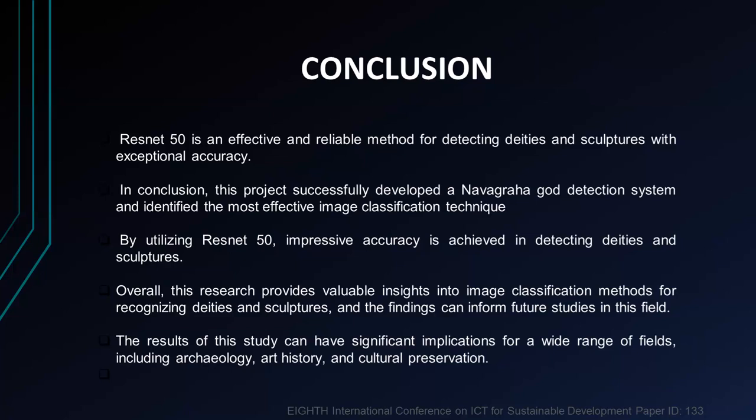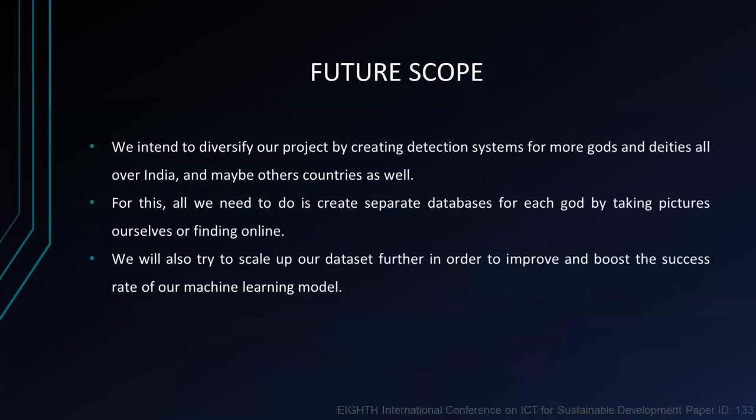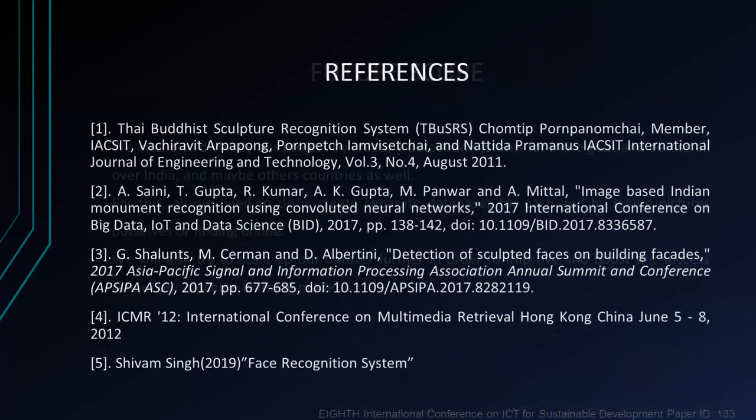With the ability to accurately identify and categorize Navagraha gods, researchers can better understand the cultural and historical significance of India's cultures. In future, we would like to diversify our project into different idols such as Buddhism or Jainism and so on. As of now, we are sticking to 9 Navagraha gods. These are the few reference papers. Thank you.